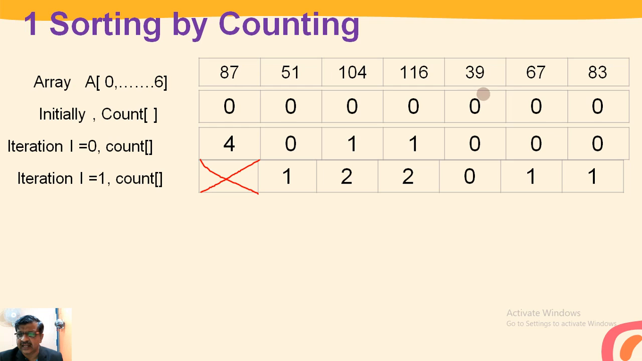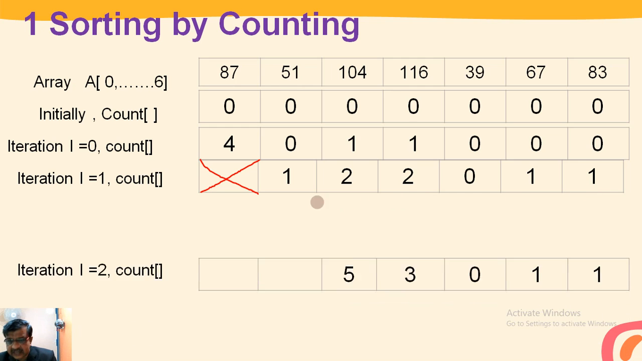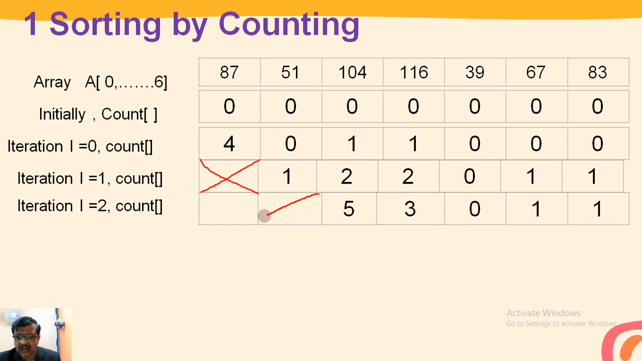39 is lesser than 51, therefore 51 will get 1. And 67 is greater than 51, therefore this will get 1. And 83 is greater than 51, therefore this will get 1. Okay, then in the next cycle, this can also be avoided. So 87 has got 4 elements lesser than 87, and this element has got only 1 element lesser than 51.